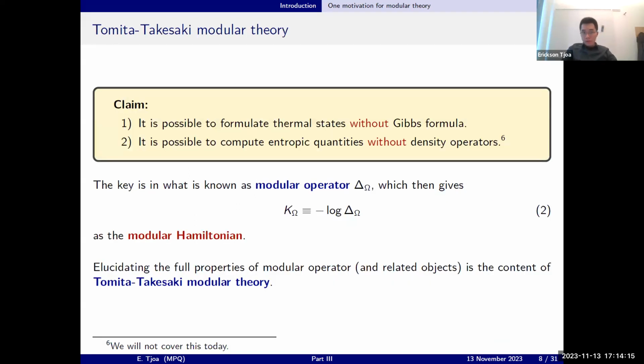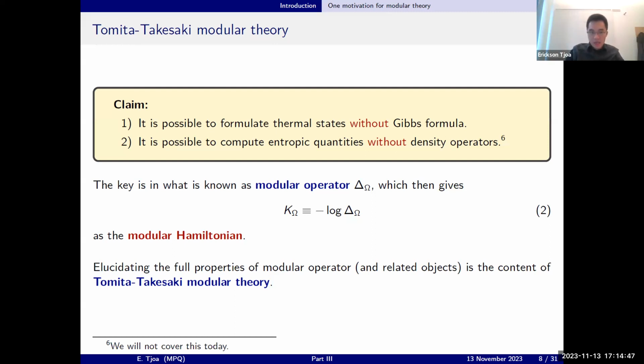Okay, now I'm going to claim that one of the ways to think about Tomita-Takesaki modular theory, which is not how historically it was solved, is that, one, it is possible to formulate thermal states without the Gibbs formula. And this has nothing to do with Tomita-Takesaki modular theory. And second, if you do have Tomita-Takesaki modular theory, you are actually able to compute relative entropy even if you don't have density matrices. And unfortunately, how you do this explicitly, I will not show today. It's again in Edward Witten's lecture notes.